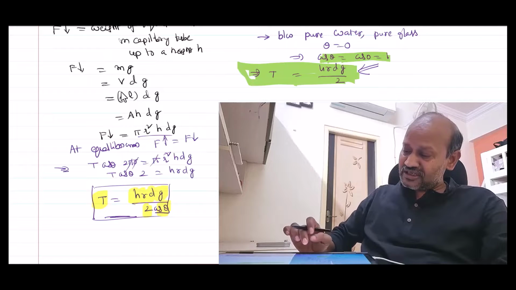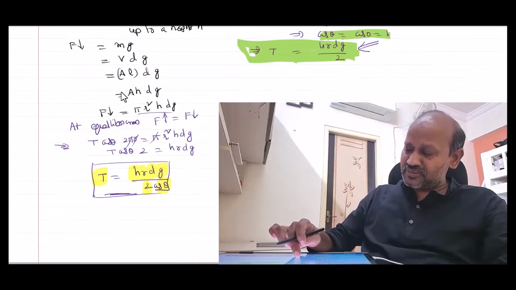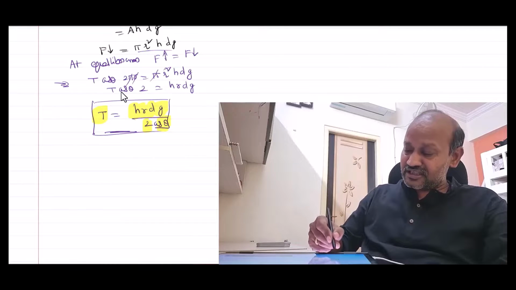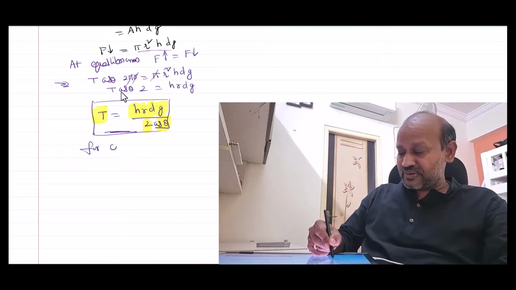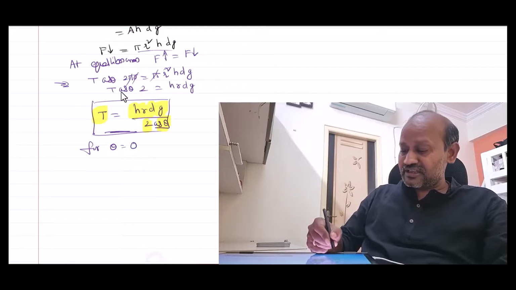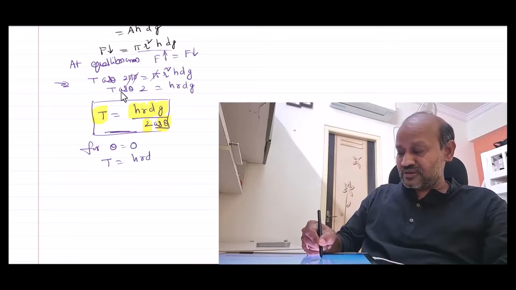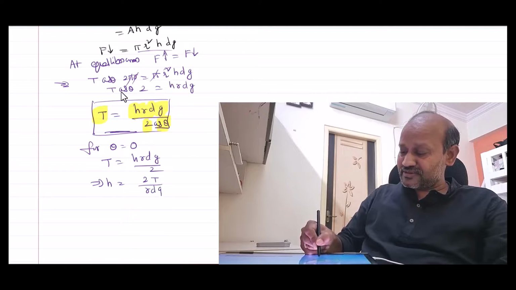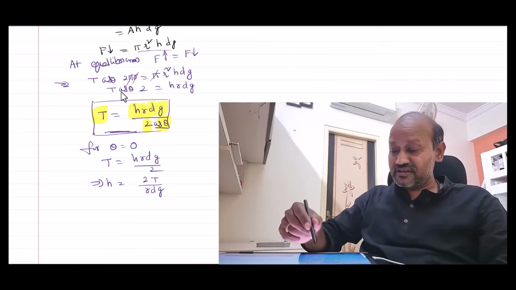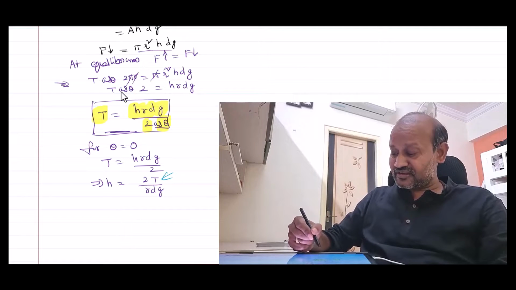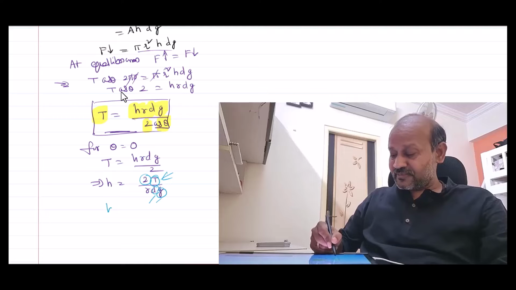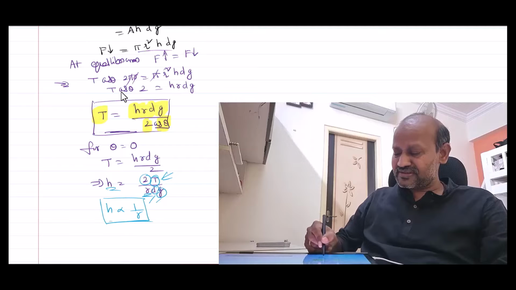So from this, if you write equations further, I just want to spend one more minute on these applications. For pure water and glass, theta equal to 0, T equal to hrdg by 2, as I told you. That implies h equals 2T by rdg. Or for a given liquid, if you assume surface tension is constant, density is constant, g is constant, 2 is of course constant, h is inversely proportional to r. This h and r are inversely proportional. That's a simple basic understanding too.